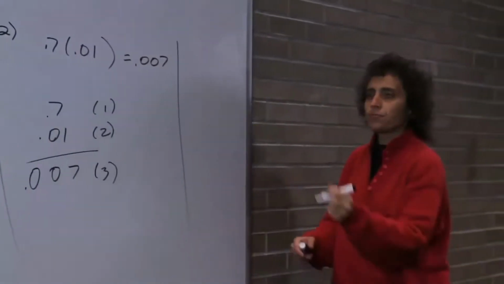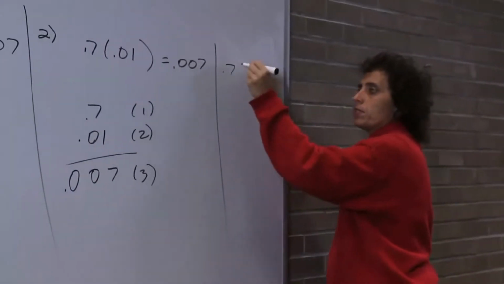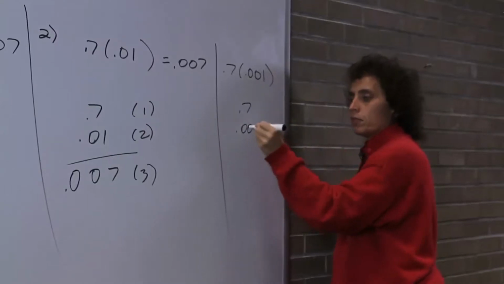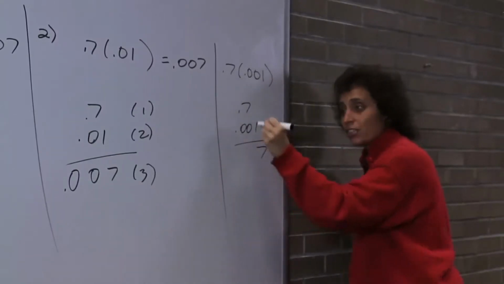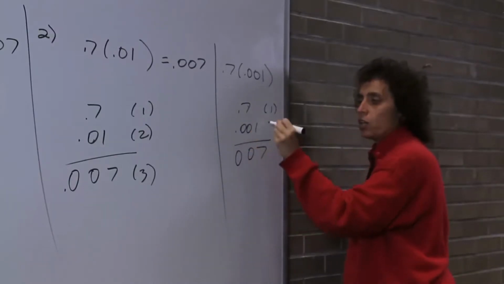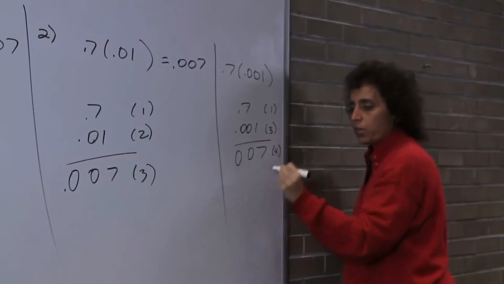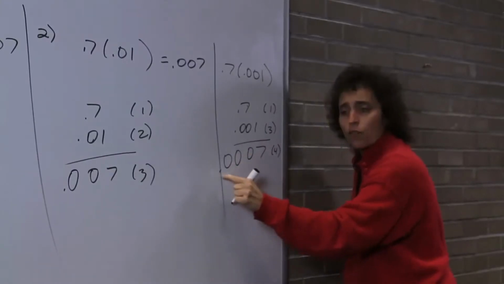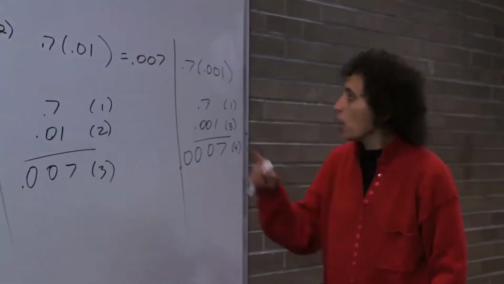And finally, 0.7 times 0.001. Again, 1 times 7 is 7, 0 times 7 is 0, 0 times 7 is 0. 1 place here, 3 places here, 4 places here, so I'm going to have to add a 0. 1, 2, 3, 4 places.